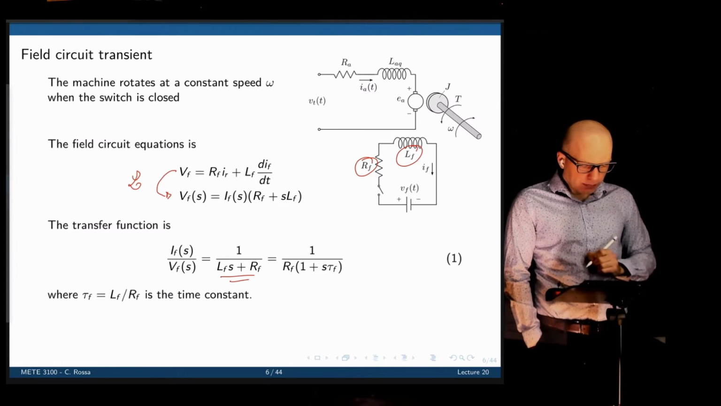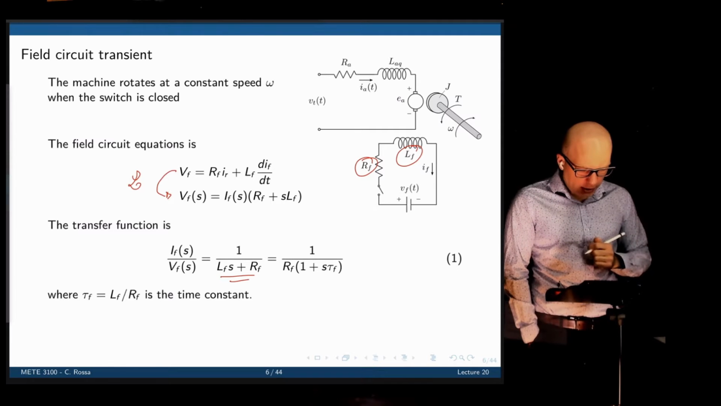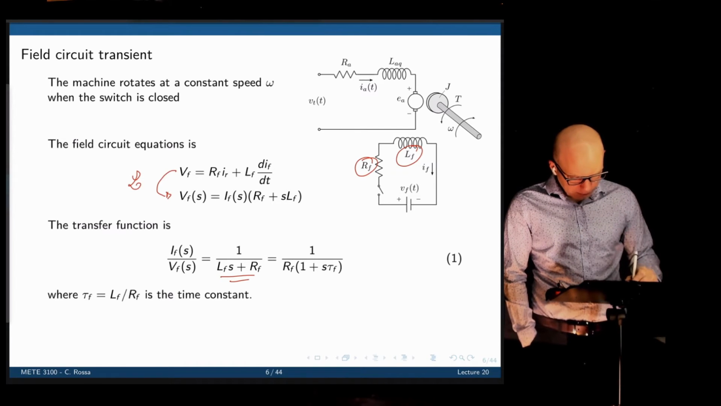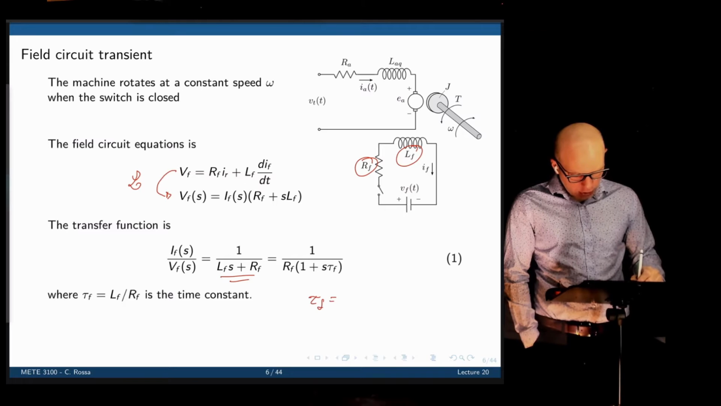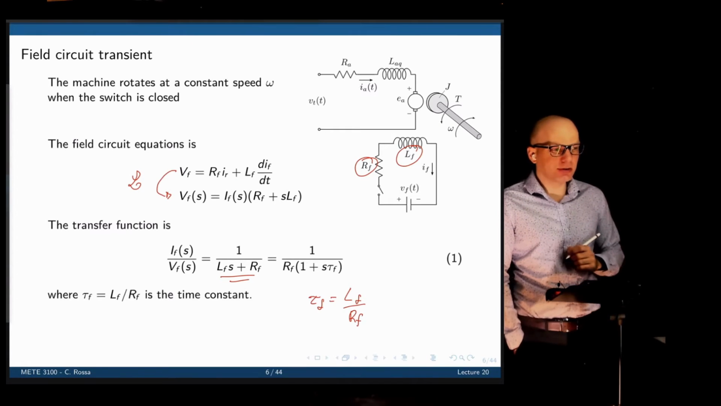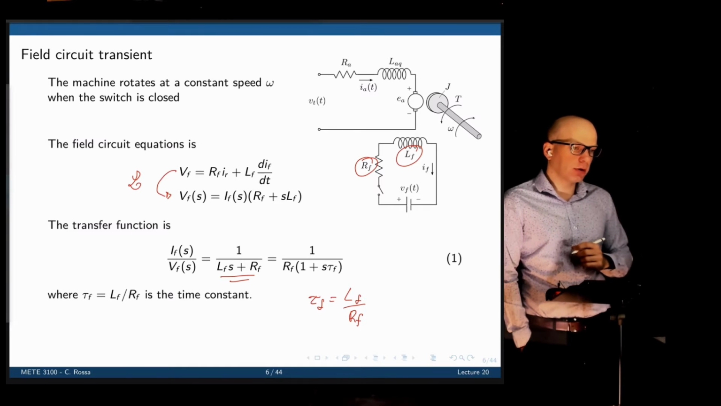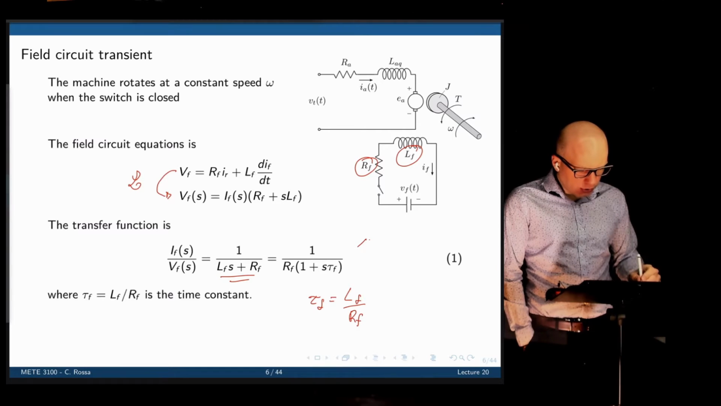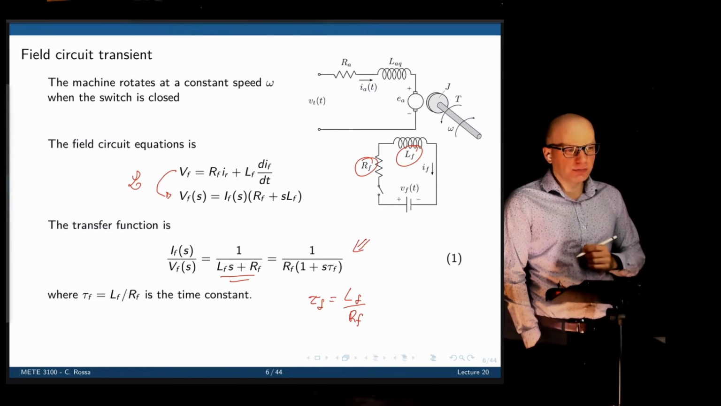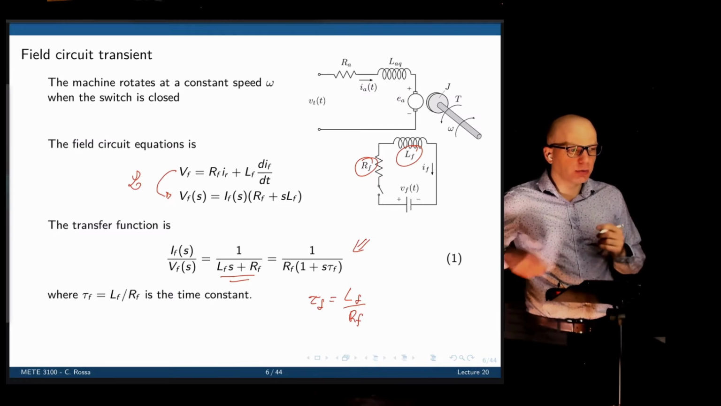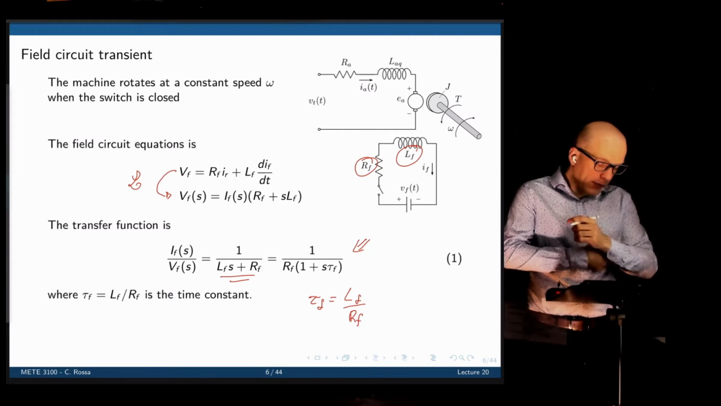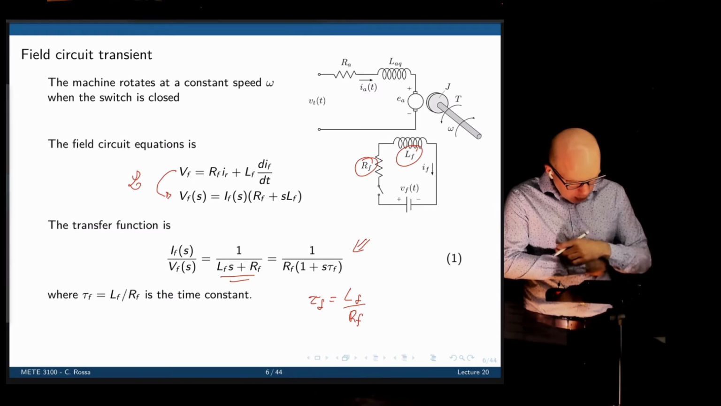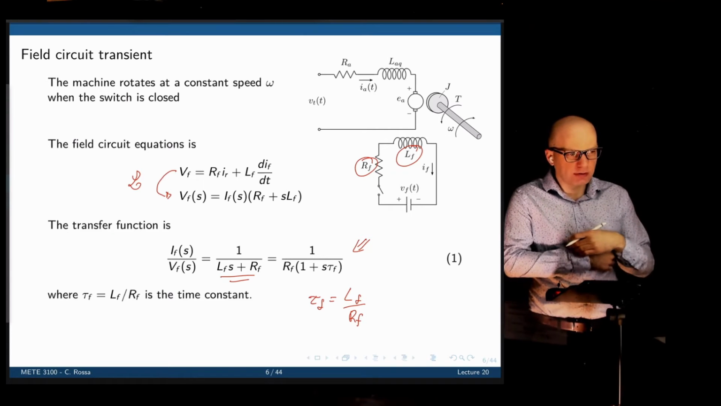And then now if we divide everything by RF, we can create tau F, LF divided by RF. This is not the torque constant, it's the time constant of the field winding. And we can finally have equation 1 as the transfer function between the voltage applied to the rotor winding and the current developed in the rotor winding. Tau F is the time constant for this field winding.